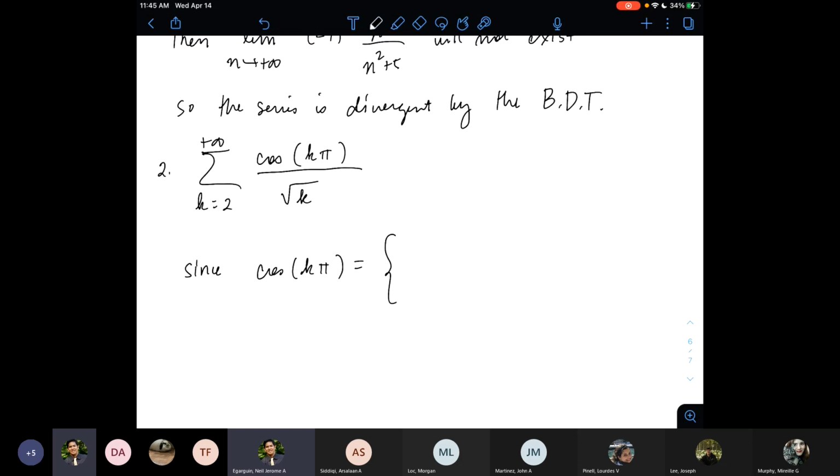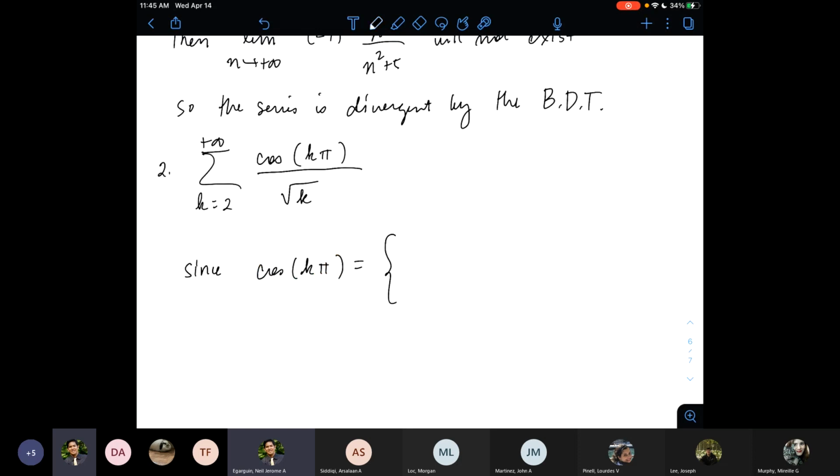When k is equal to 1, the starting value is 2. So if k is equal to 2, what is cosine 2 pi? Cosine 2 pi would be 1, right? When k is equal to 3, you'll have cosine of 3 pi, but cosine of 3 pi is -1. Then when k is 4, you have cosine 4 pi, which is 1. Cosine of 5 pi is -1, and so on.